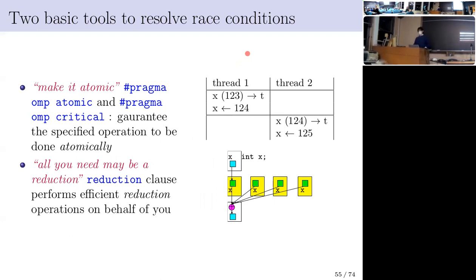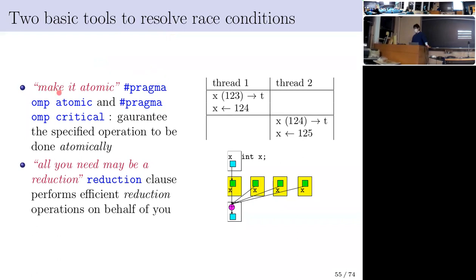For this reason, you cannot just say, okay, everything is shared, so somebody writes to it and somebody else reads from it and you are done. You cannot be done with that. There are some tools to resolve race conditions, to make your program work despite the race conditions.